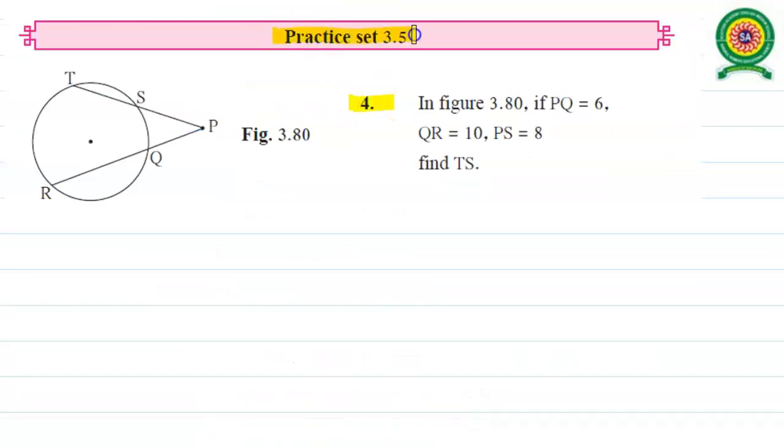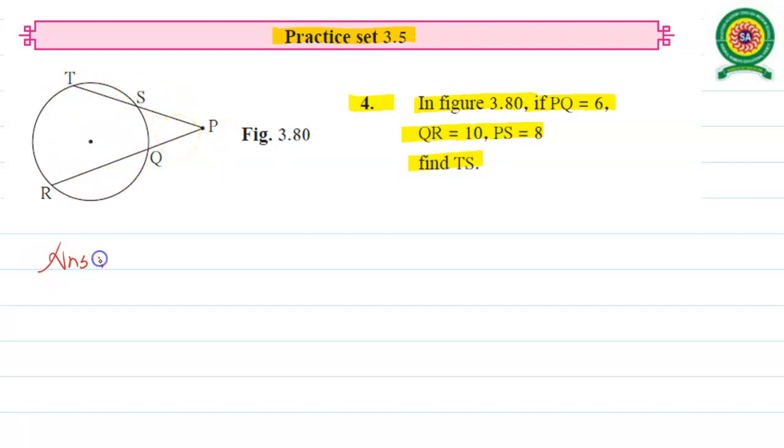Look at the fourth sub question from practice set 3.5. In figure 3.80, if PQ equals 6, QR equals 10, PS equals 8, then find TS. Now look at the figure carefully. We have PR and TP as the secants of the given circle, or we might say those are the chords of the given circle.